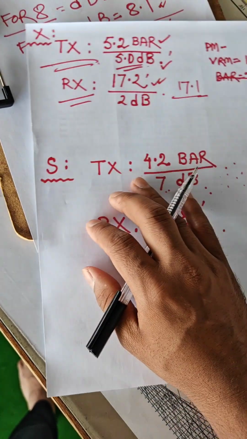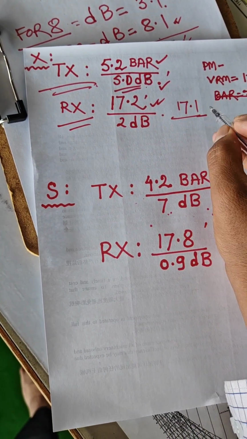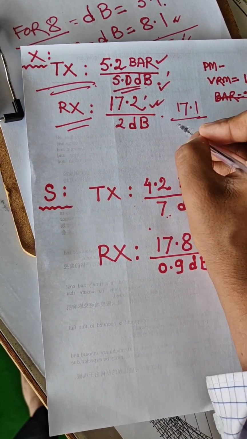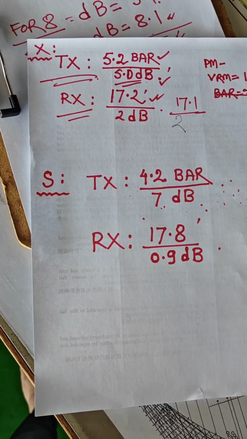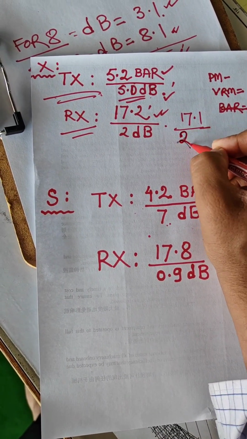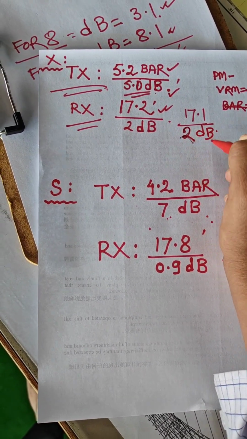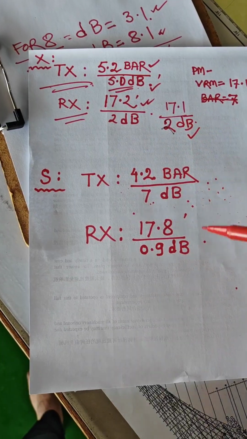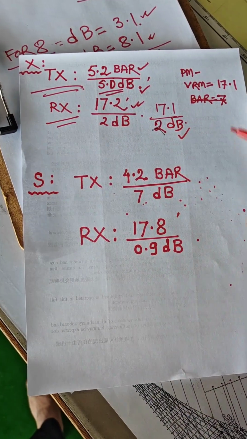So guys, you see here 17.1, and this 2 is 2 dB, means this one, 2 dB. Okay, clear or not guys? I think this one is clear, guys.